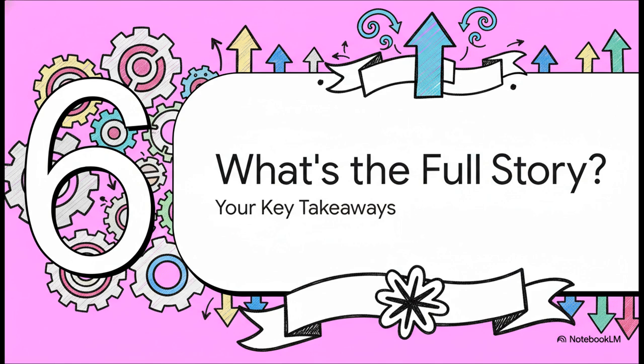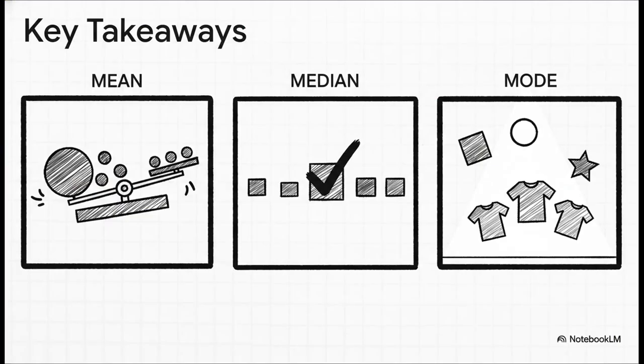So, let's wrap this all up and look at the key things you need to remember. Okay, if you remember anything from this explainer, let it be this. The mean is your classic go-to average, but just be careful. It's super sensitive to those extreme values. The median is tough, it's robust, and it gives you a better picture when your data is skewed one way or the other. And the mode simply tells you what's most common or popular. See? Each one tells a different but equally important part of the story.